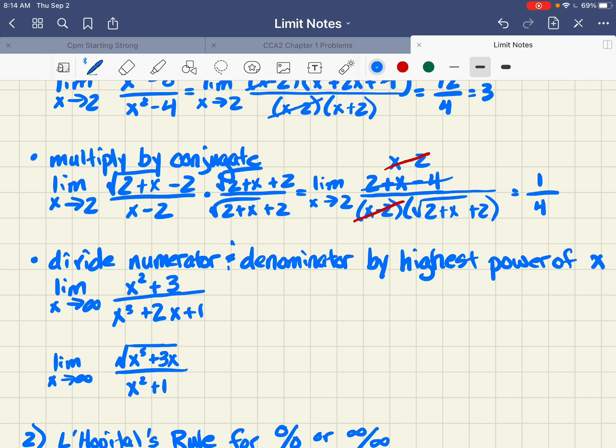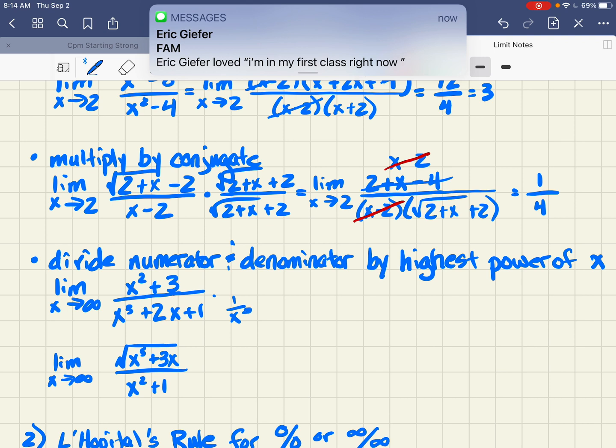All right, so what we're going to do is multiply the numerator and denominator by the reciprocal of x to the third.